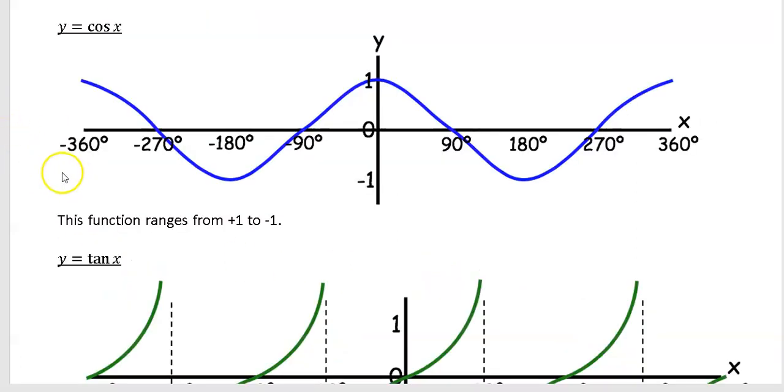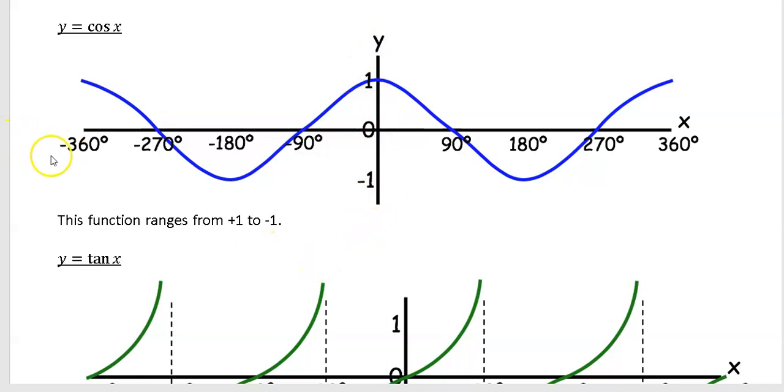Okay, the next one is a cos graph. Again, we've gone from minus 360, minus 270, minus 180, minus 90, 0, 90, 180, 270, 360. And again, just like the sine, the cos graph has a maximum value of 1 and a minimum value of minus 1. So it oscillates between 1 and minus 1.